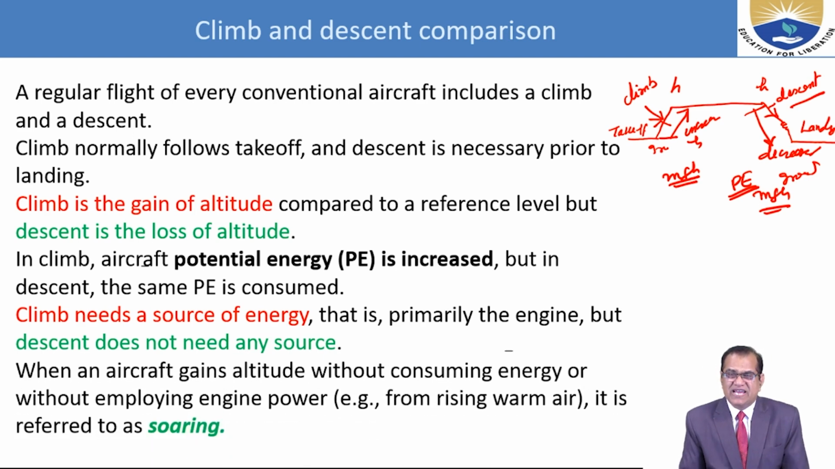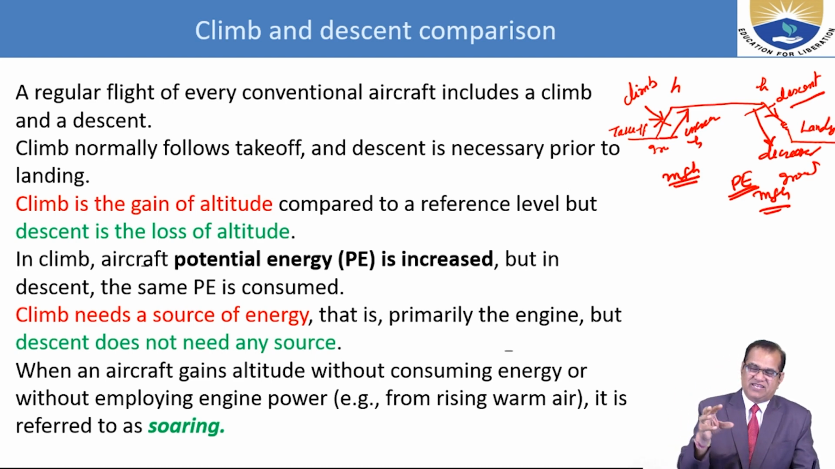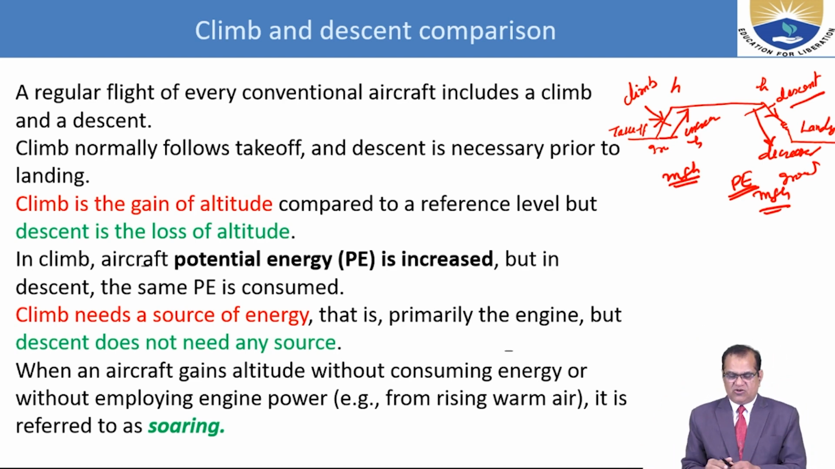When an aircraft gains altitude without consuming energy or without employing engine power, from rising warm air, it is referred to as soaring. So sometimes this climb may happen due to the change of atmospheric temperature. If the temperature is getting heated up, your aircraft or your body or anything can go up. You might have seen during the summer season small tornadoes circulating, and things can go upward. So like this also it can happen.